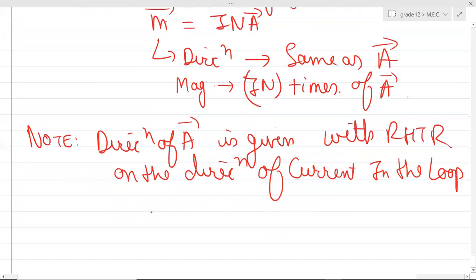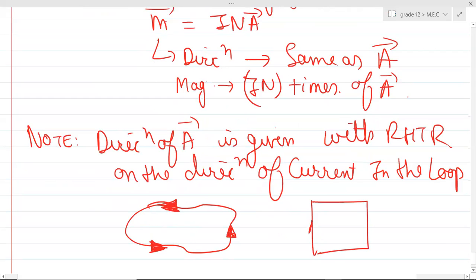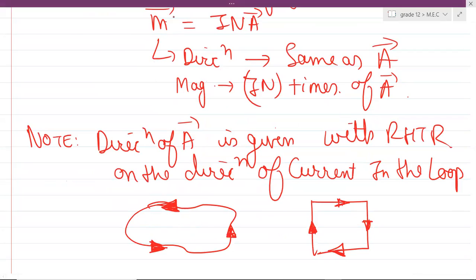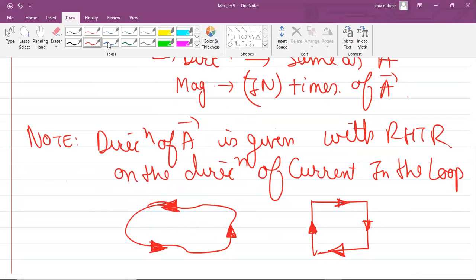So suppose, guys, you have a current carrying conductor like this, and let's say the current is flowing in this direction. Can you tell me what will be the direction of the area vector? Will it be coming out of the plane or going into the plane? Tell me, guys, please tell me. Will it be perpendicular to the plane or into the plane?